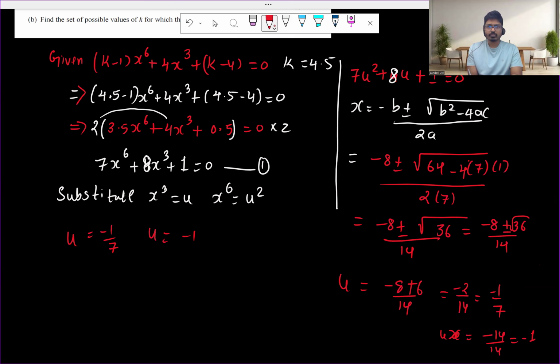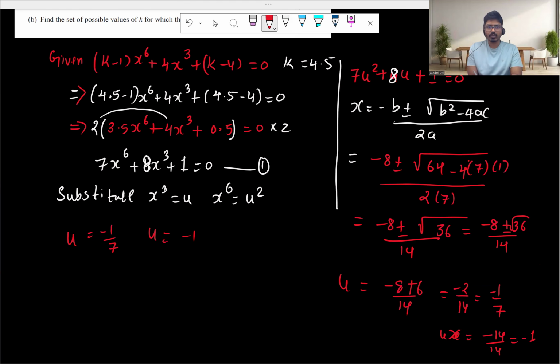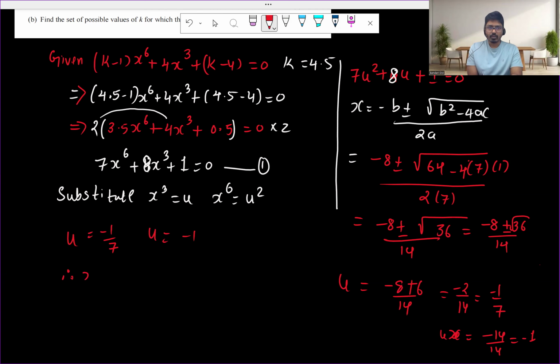So we know that, from the given equation, what is our u value? We took the substitution for u as x cubed. Therefore u is x cubed, and then our x value is going to be the cube root of u. So that is going to be negative 1 over the cube root of 7.